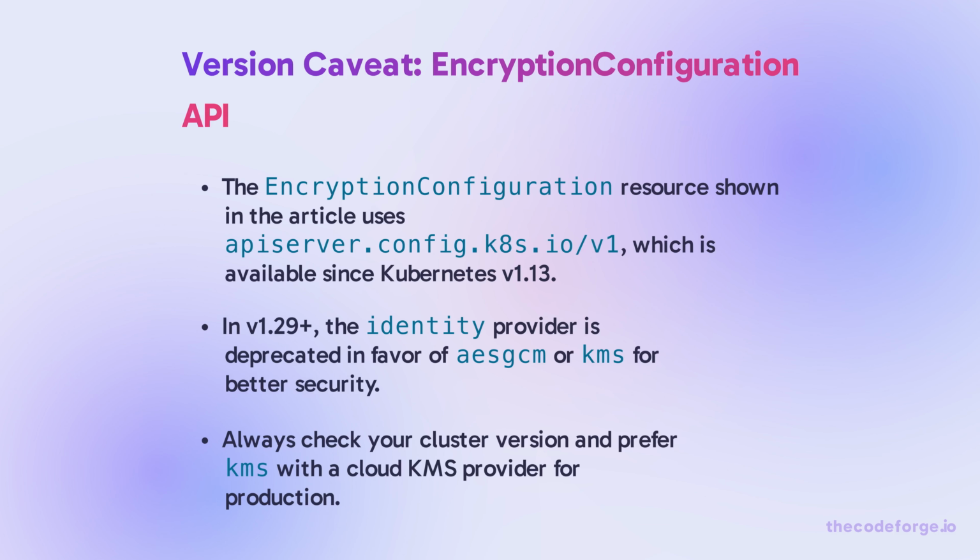The EncryptionConfiguration resource shown in the article uses apiserver.config.k8s.io/v1, which is available since Kubernetes v1.13. In v1.29+, the identity provider is deprecated in favor of KMS for better security. Always check your cluster version and prefer KMS with a cloud KMS provider for production.